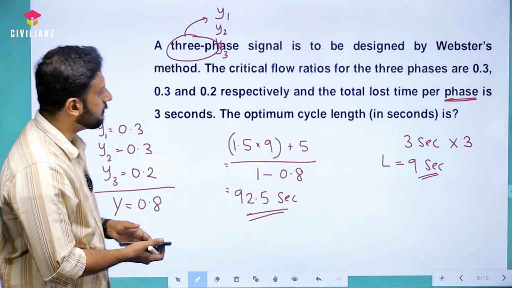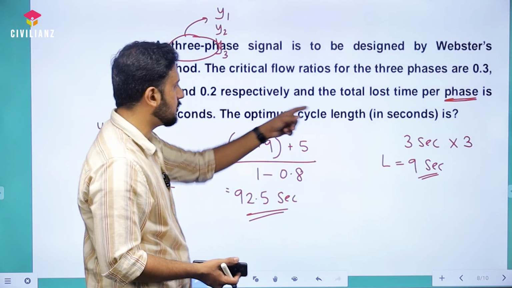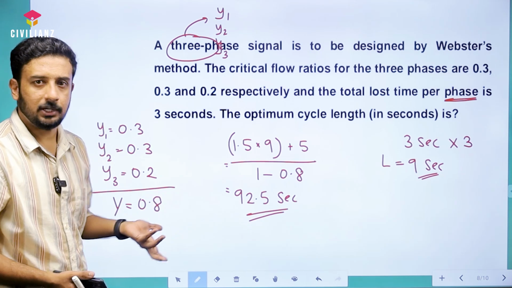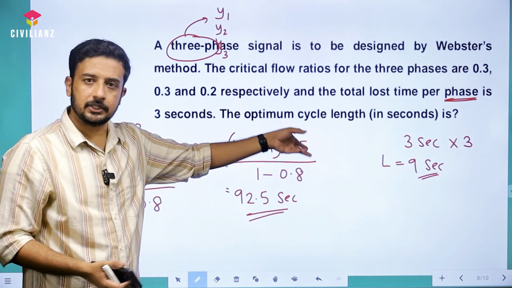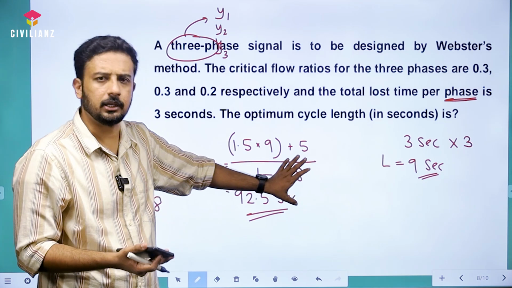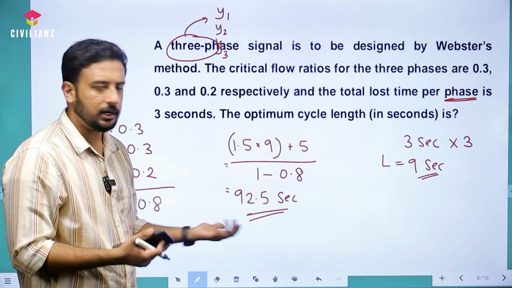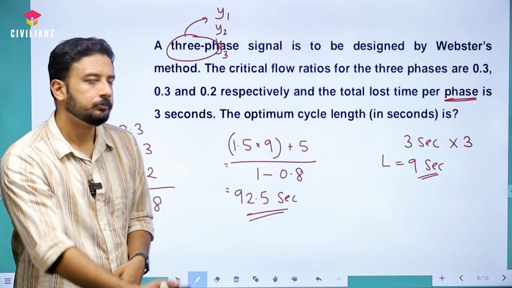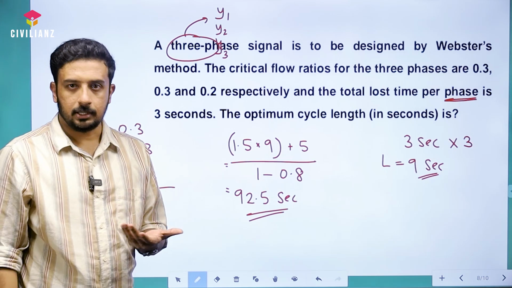Here they have not mentioned the rounding, since it's not a GATE question, that's why I have not written there like 1 decimal, 2 decimal. If they are asking us to round off to integer, then we can round off to 92 or 93, anything is fine. Or if it is 1 decimal, then 92.5. Hope you got the concept, right?